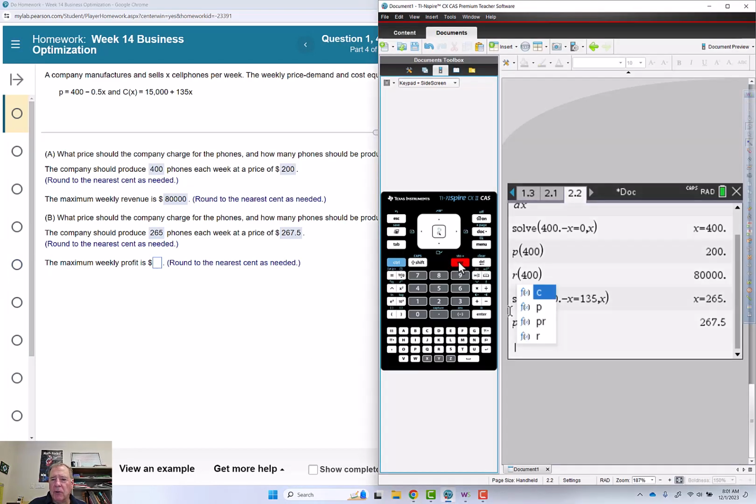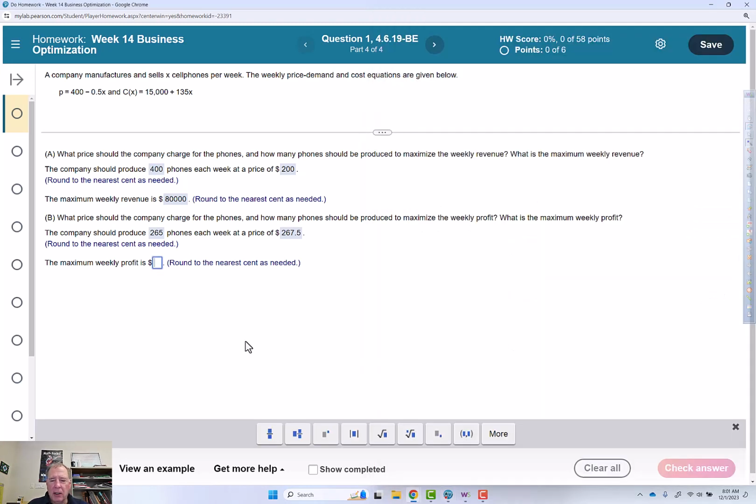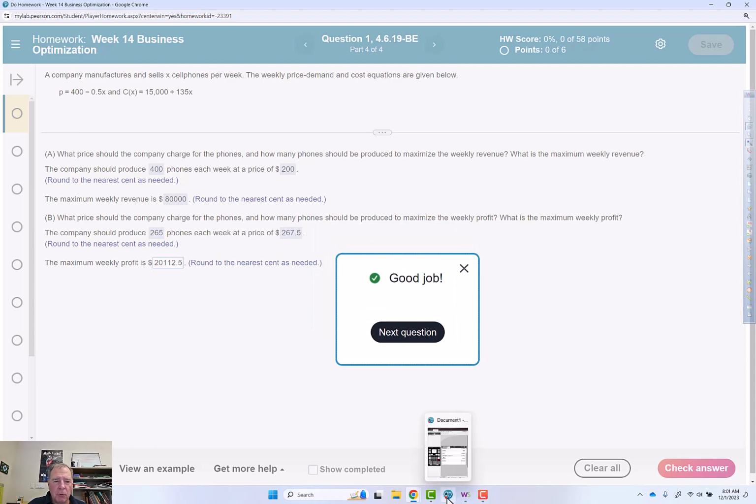And then the maximum weekly profit is, so this is not going to be revenue. So we need to go to the profit function, profit at 265 phones, so that's going to be $20,112.50. Check answer.